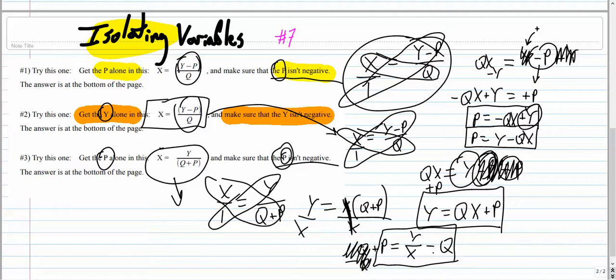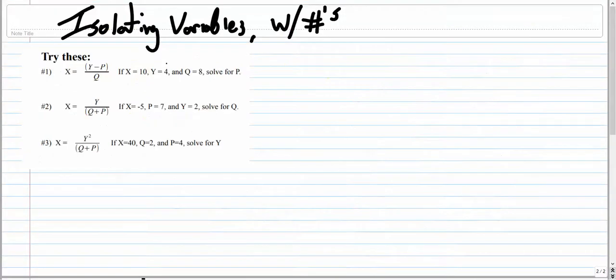I don't know if one way is better than another, but this way works for me. So let me jump up to the last three problems here. These are quite similar, except I actually used numbers. So this time I'm going to take these numbers and stick them in for the variables. So x is 10, so I'm going to have 10 equals, y is 4, so 4 minus p, and that is over q, which is 8.